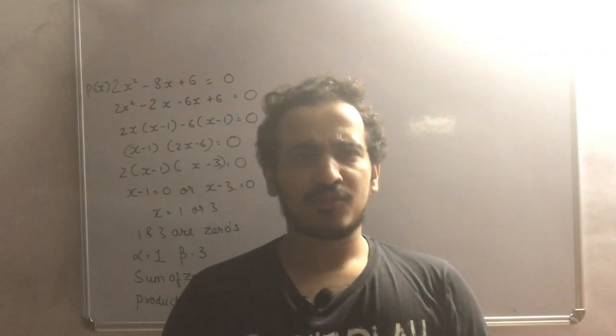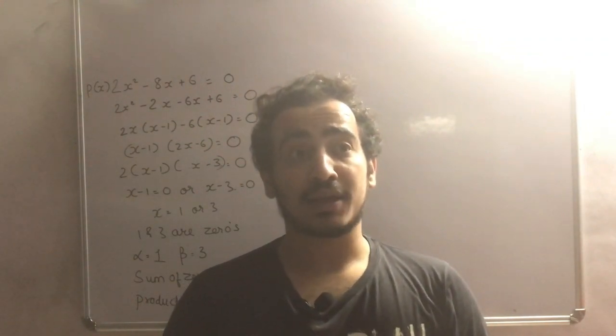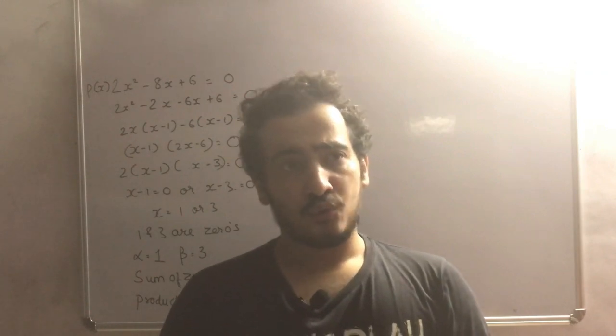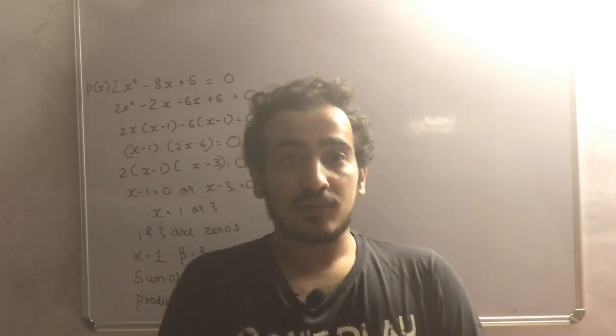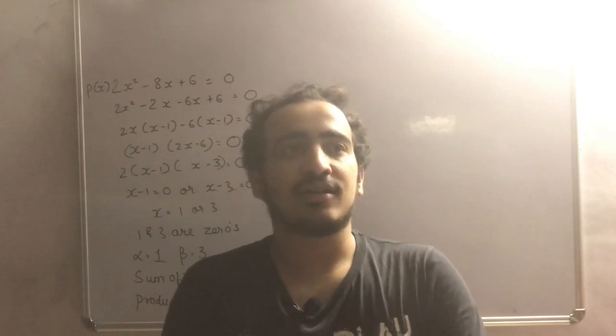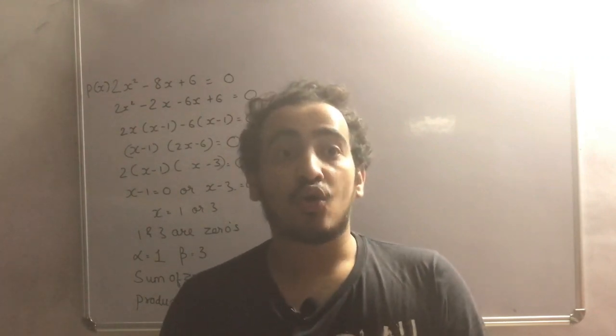So in the previous video, we have seen zeros and their relation with coefficients. In this video, we will see cubic polynomial and quadratic polynomial, their zeros and relation with their coefficients.